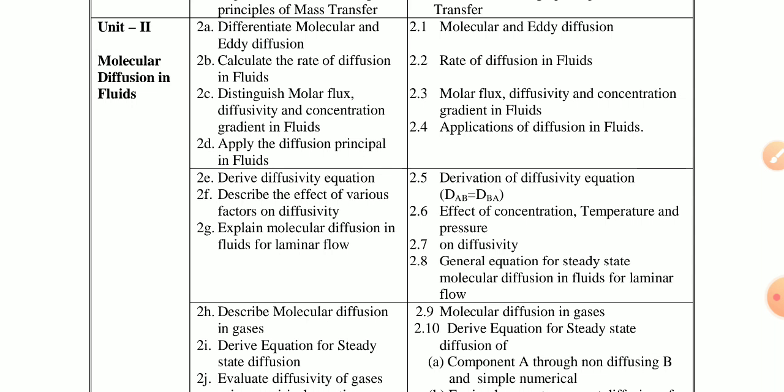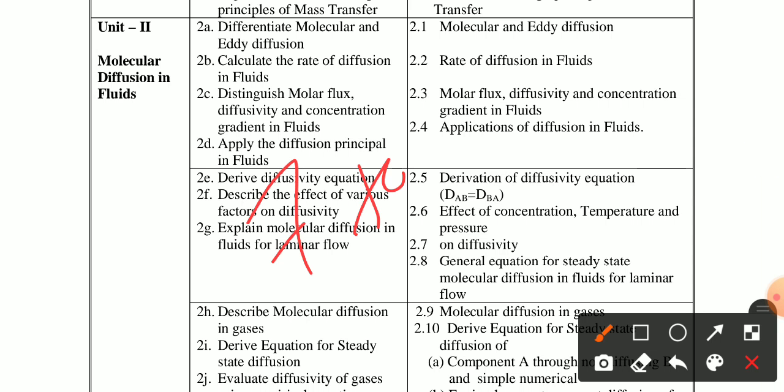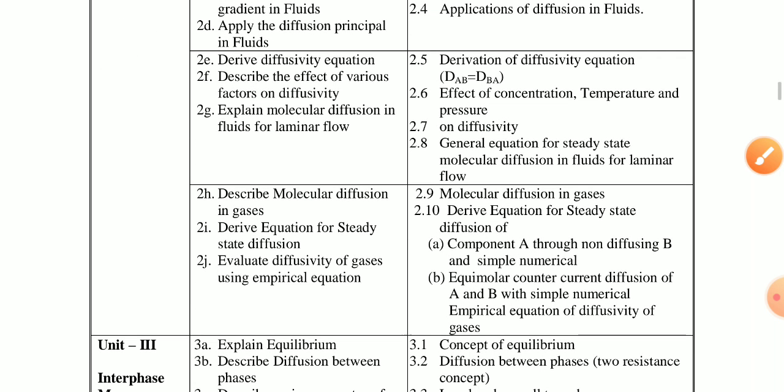Okay, this is the most important. A total of 7 to 14 marks are covered in this syllabus. And then derive the diffusivity equations. So what is the derivation equation? DAB is equal to DBA. This is most important, and we have to derive it. Describe the effect of various factors on diffusivity. We will see it on the basis of effect of concentration, effect of temperature and effect of pressure. So simply, we will see the general equations for steady state molecular diffusion in a fluid for laminar flow.